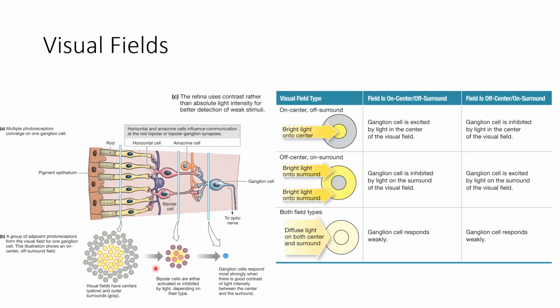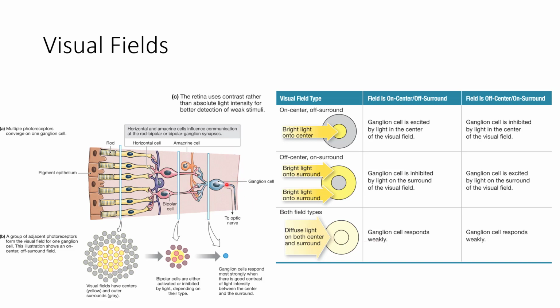Okay, you could also have the inverse of that, what we call off-center, on-surround, in which the bright light is triggering the outside receptors, but we don't have it in the inside. When this happens, again, we would excite the ganglion and send that signal to the brain. But in both of these scenarios, you see it's the contrast. What happens if we just have diffuse light that's both on center and on surround? Well, in that case, the ganglion just responds really weakly. We don't send a lot of action potentials at all.